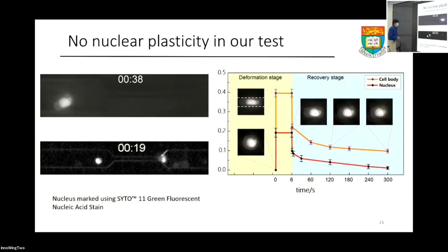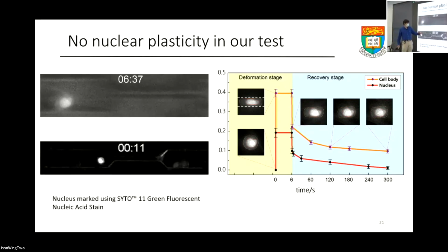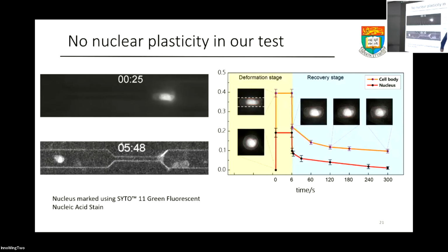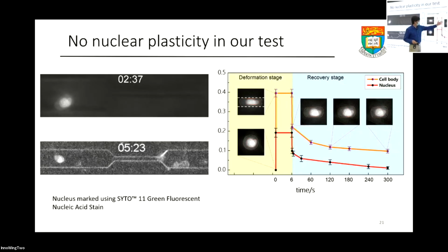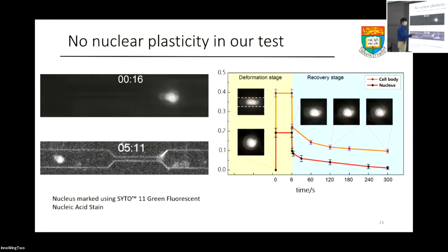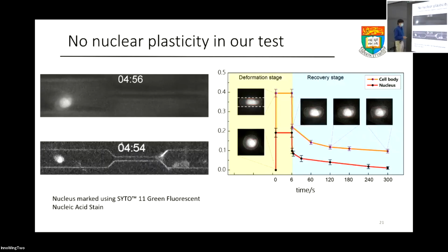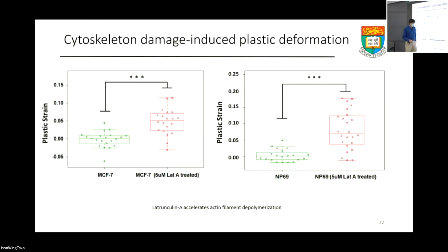But this is not the case in our experiment, because we have also labeled the cell nucleus, and what we found is after this test deformation, the nucleus can recover to its original shape more or less. In comparison, the overall cell still remains plastically deformed. Okay, so it's not the nucleus. Now, if it's not the nucleus, what we find is it has to be related to the actin cytoskeleton, because we have used some drugs to disrupt the integrity of the actin cytoskeleton. What we found is after that, the plastic deformation of the cell increased significantly. Okay, so this is what we found.